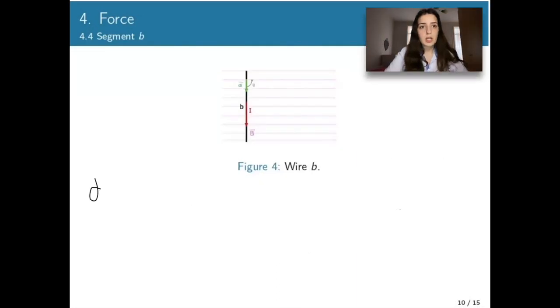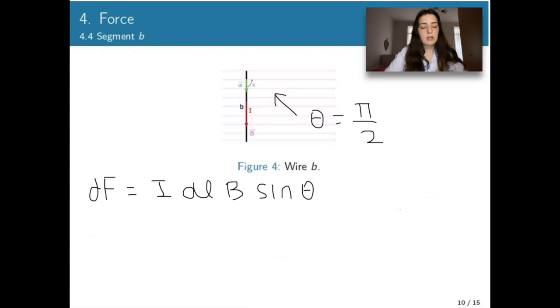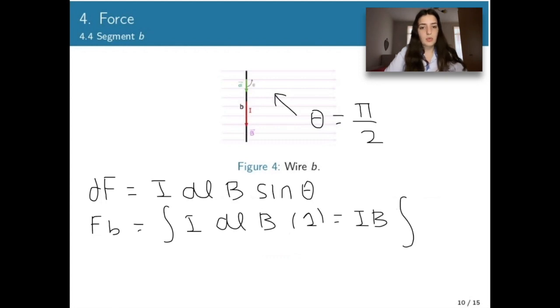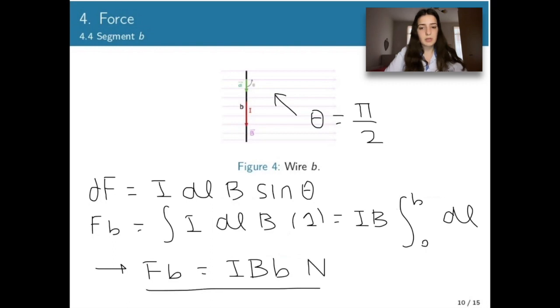Now we are going to calculate the force exerted by segment B. The first thing we do is to write the force differential equation for a wire. We see that in our case the angle is pi halves. Then we integrate, and since I and B are constant, we can take them out of the integral. After we've done the integration process, we obtain that the force in B equals intensity times the magnetic field times b newtons. By applying the right-hand rule, we see that our vector points upwards.